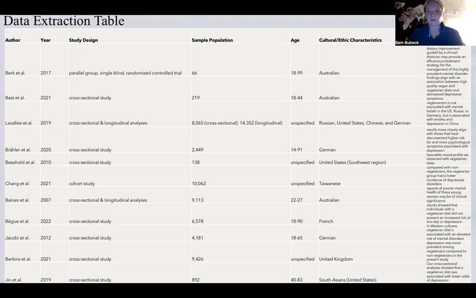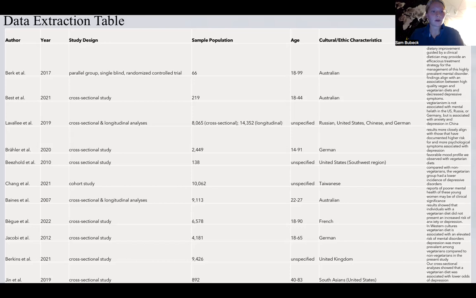The focus was in Australia, and it did provide dietary improvement when guided by a clinical dietitian that may provide an efficient treatment strategy for the management of this highly prevalent mental health disorder. So this article found positive health outcomes mentally in association with plant-based diets.